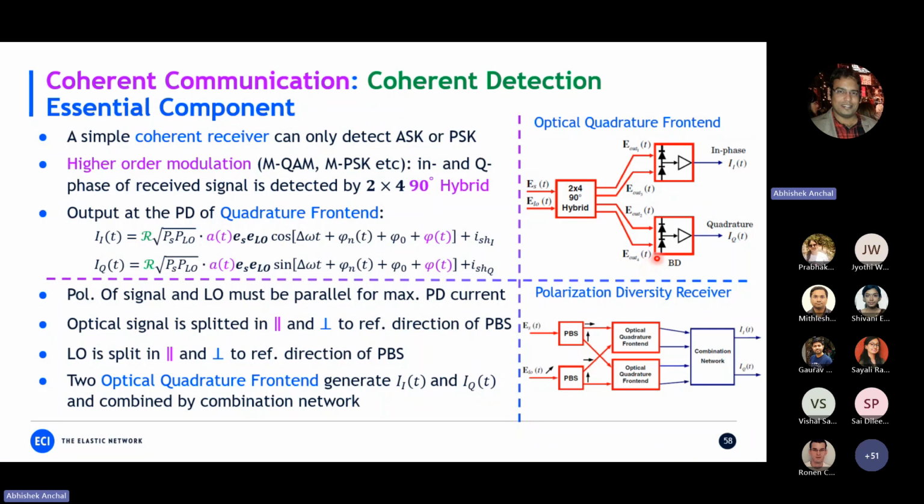Okay. So before we move again to intradyne, let's see some essential components in coherent detection.